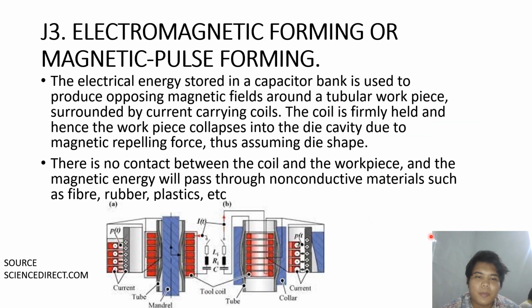Electromagnetic forming or magnetic pulse forming. The electrical energy stored in a capacitor bank is used to produce opposing magnetic fields around the tubular workpiece, surrounded by current-carrying coils. The coil is firmly held and hence the workpiece collapses into the die cavity due to magnetic repelling force, thus assuming die shape. There is no contact between the coil and the workpiece, and the magnetic energy will be passed through non-conductive materials such as fiber, rubber, plastic, and other parts.